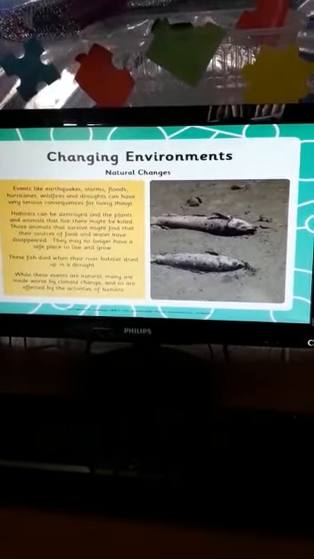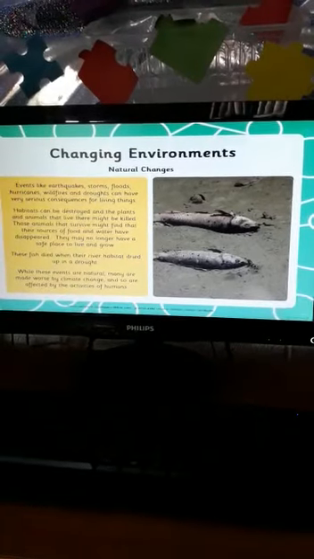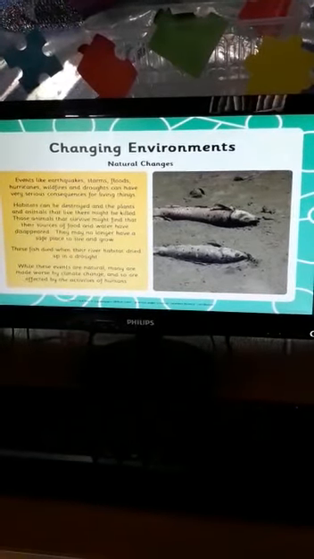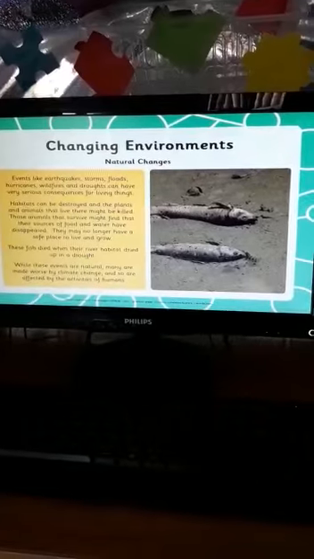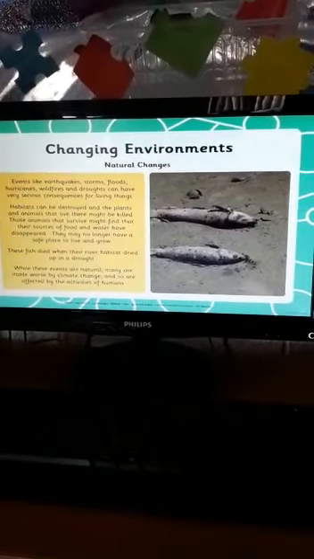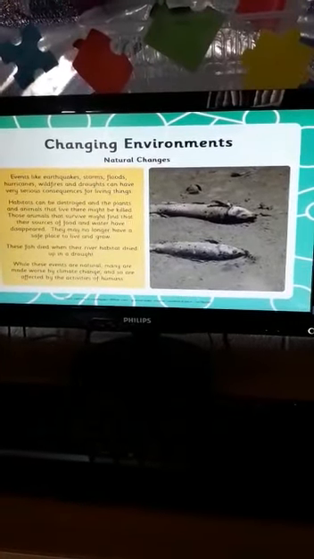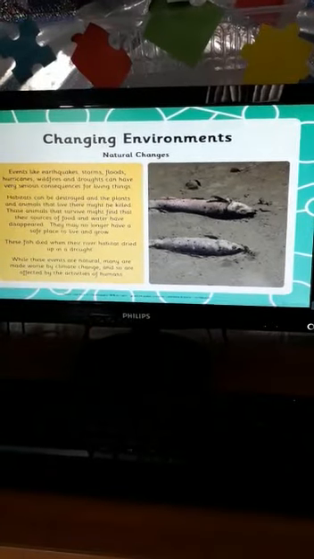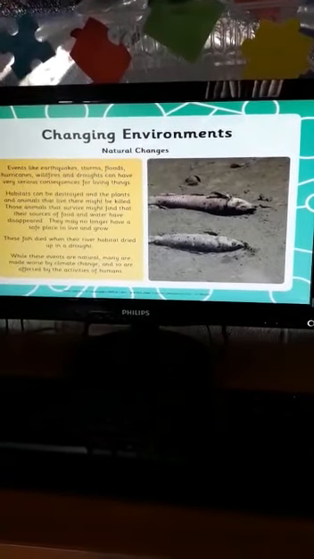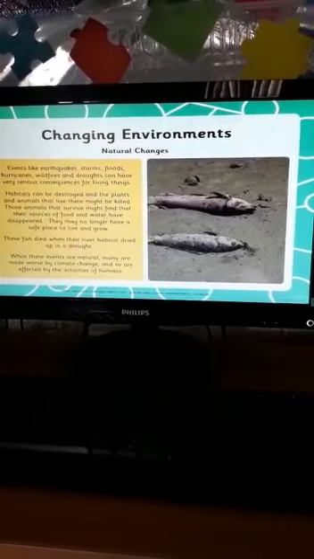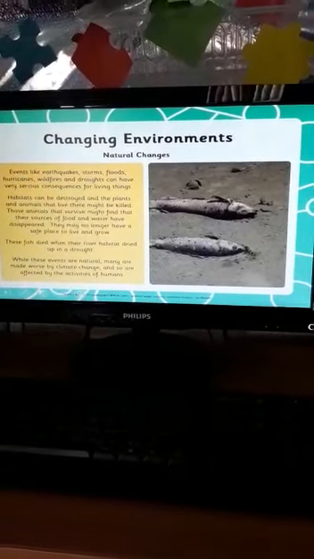So as you can see in this picture, what's happened is a river has not had any rainfall in a few months, and the water has dried up, which has resulted in the animals losing their habitat. So that is one environmental change.